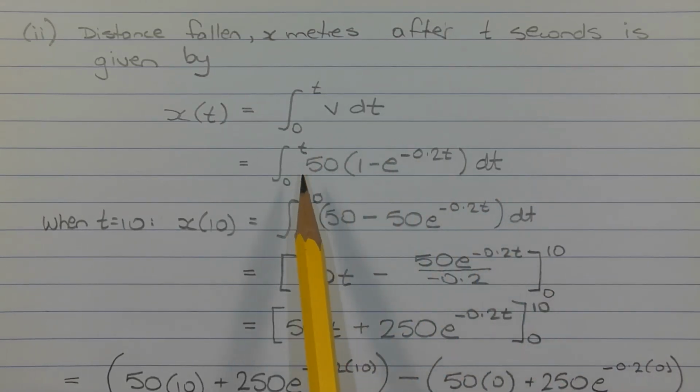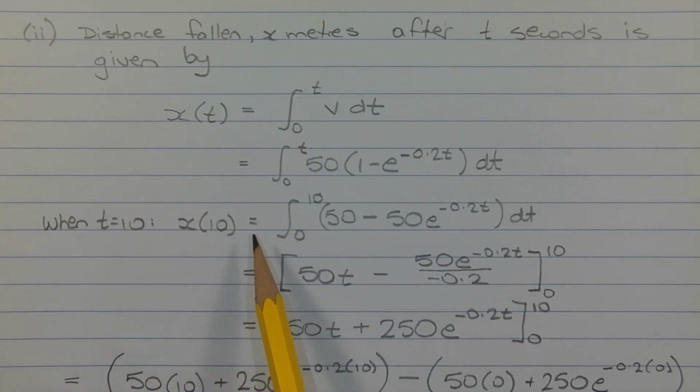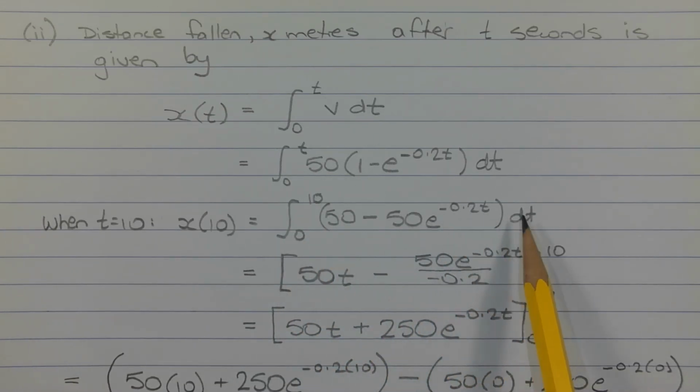Now we can expand the brackets like we did in part 1 to make the integration a little easier. So when t is equal to 10, x of 10 is equal to the integral from 0 to 10 of 50 minus 50 times e to the power of negative 0.2t dt. And that equals [50t minus 50 times e to the power of negative 0.2t divided by the derivative of the index, which is negative 0.2], and the limits of integration are from 0 to 10.